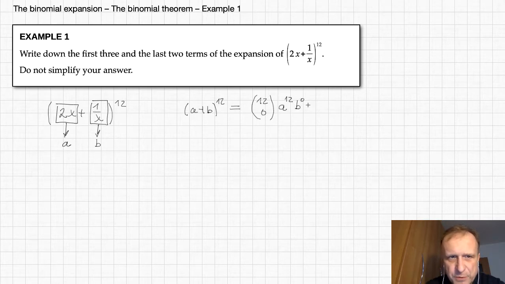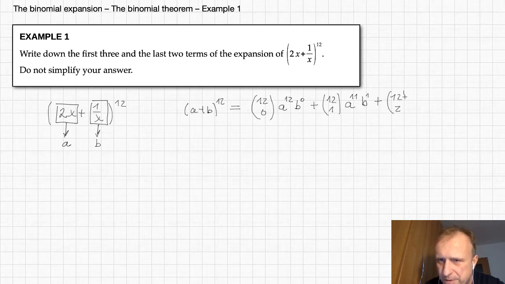Then you need the first three actually, so let me write the second: 12 choose 1 times a to the power of 11 times b to the power of 1, and the third one would be 12 choose 2 times a to the power of 10 times b to the power of 2. So you see that the powers of a decrease by 1: 12, 11, 10. Powers of b increase by 1 from 0: 0, 1, 2. So these are the first three terms.